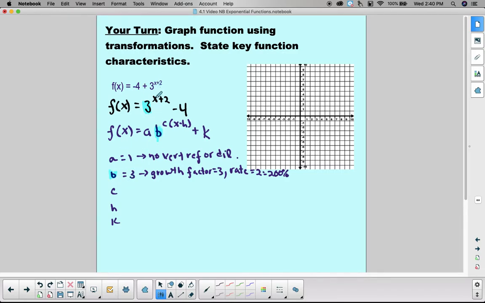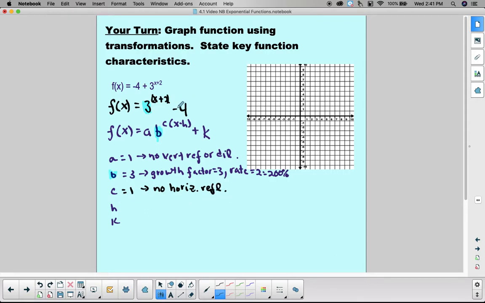c is what's multiplying x minus h. So here, if I put parentheses around the x plus 2, it's being multiplied by 1. So c is equal to 1. And so that means that there's no horizontal reflection.